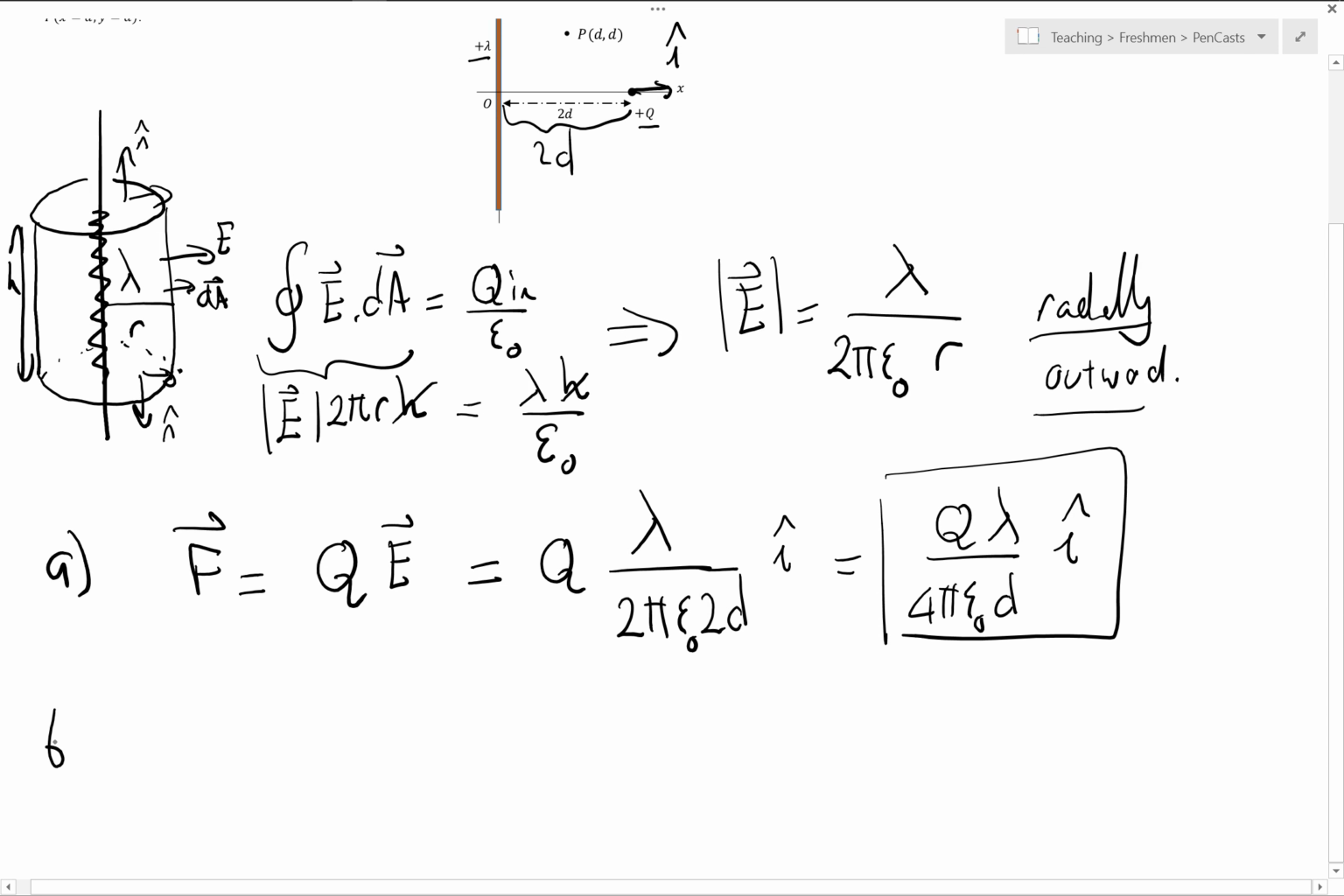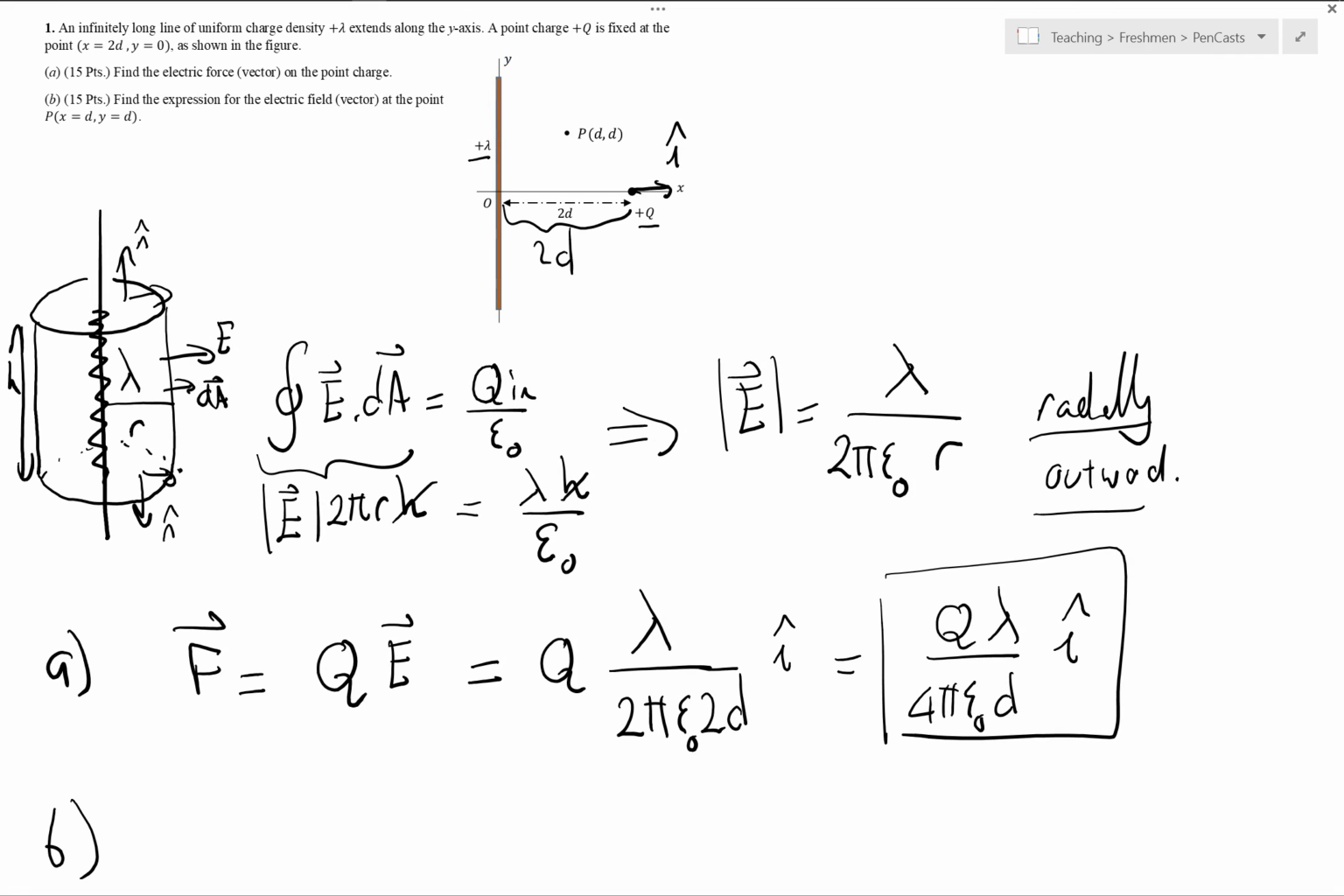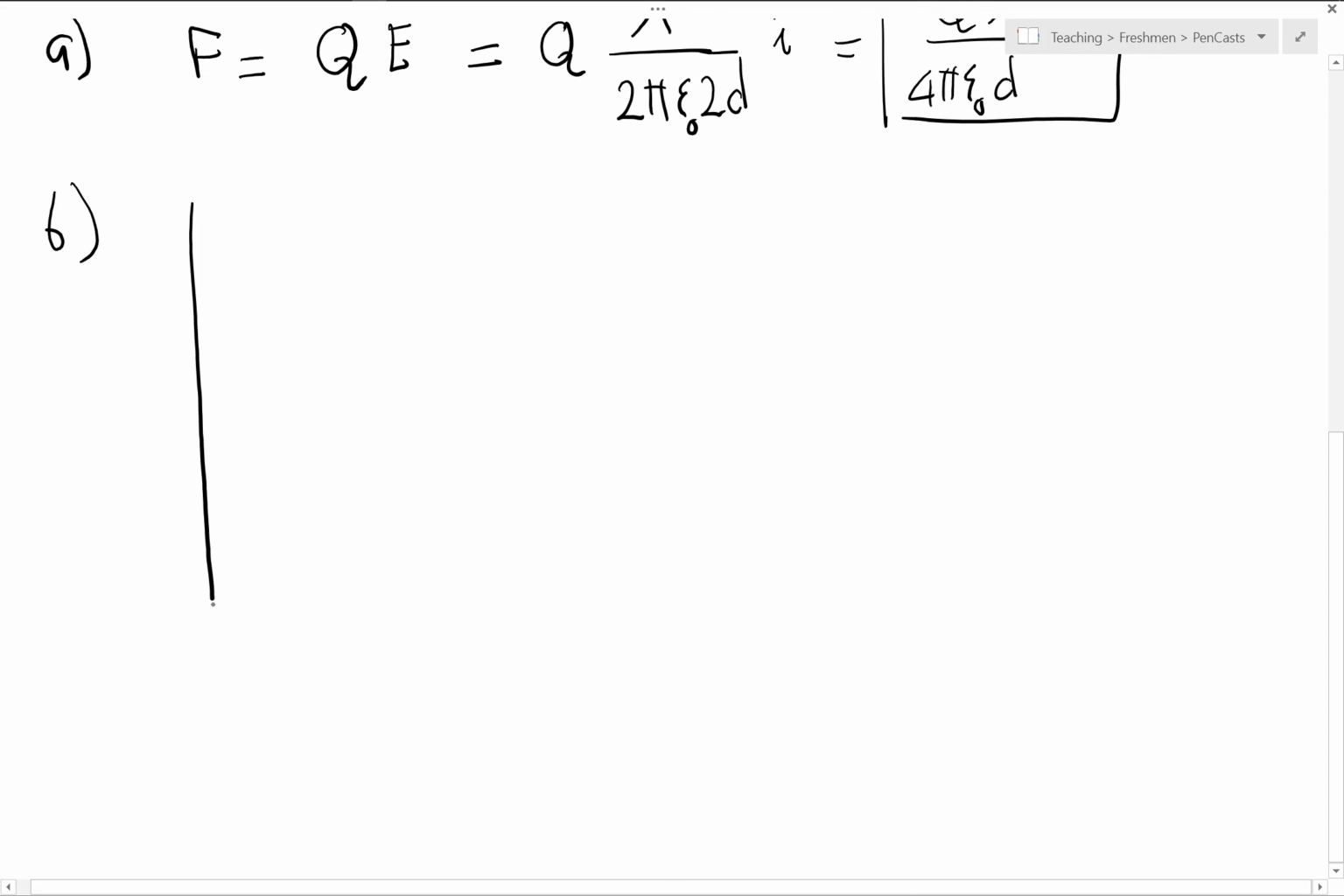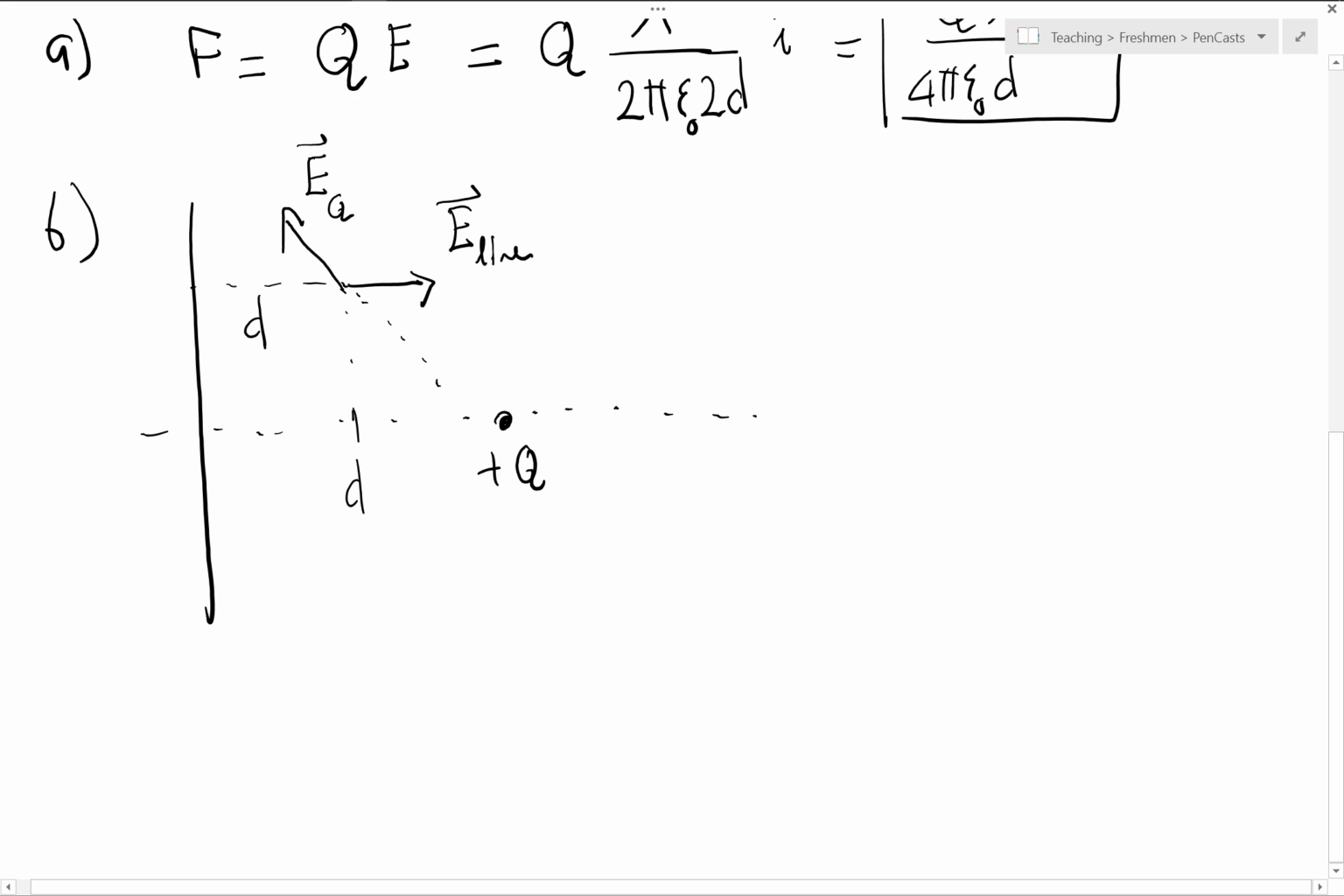For part B, we have to calculate the electric field at a point which is given with coordinates d and d. Now there will be two electric fields. Let me try to redraw my figure. Right. I have plus Q charge here. Say this is d. This is d. Now I have two contributions. Remember the rule of superposition for electric fields. There will be an electric field created by the line charge, and there will be an electric field created by the point charge. And I'll find both vectors and just sum them up.